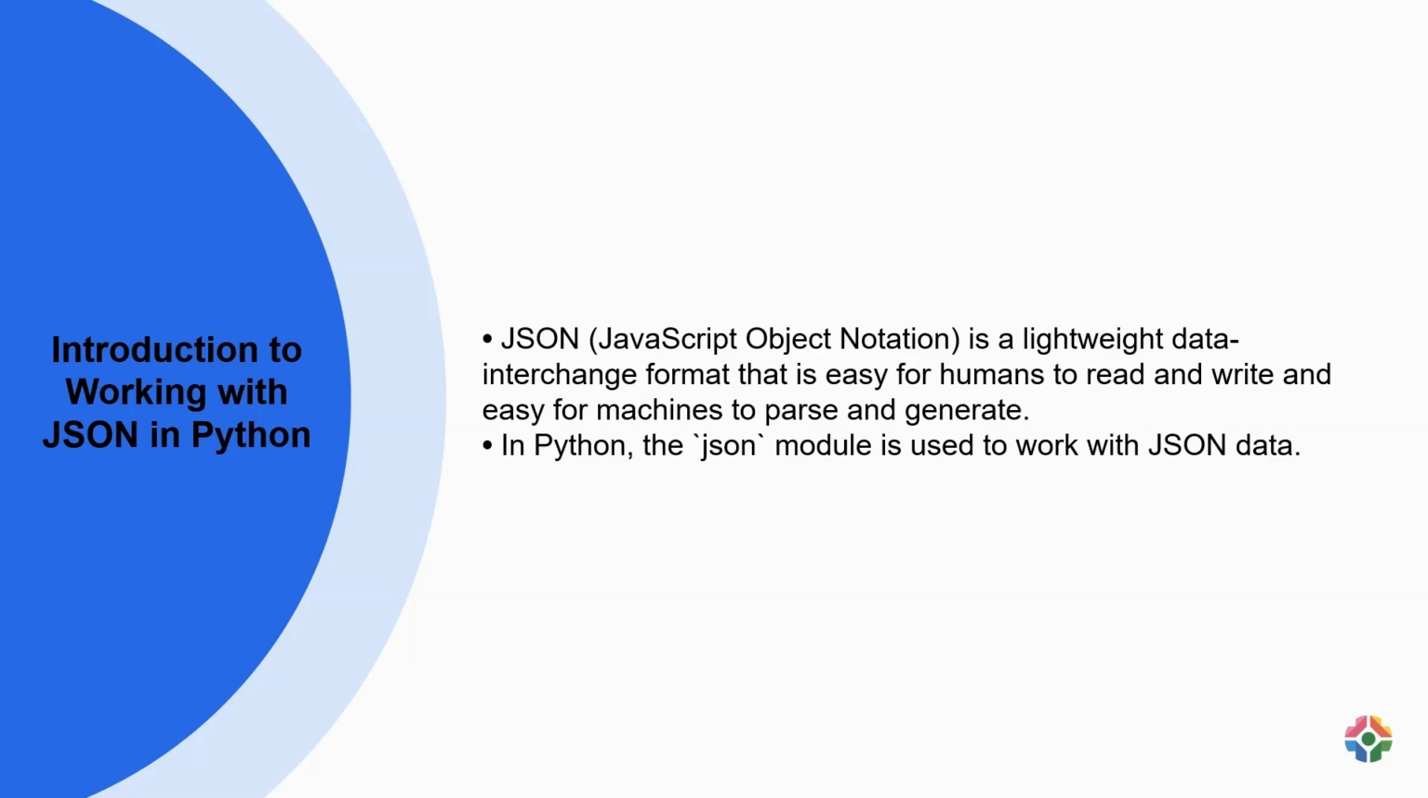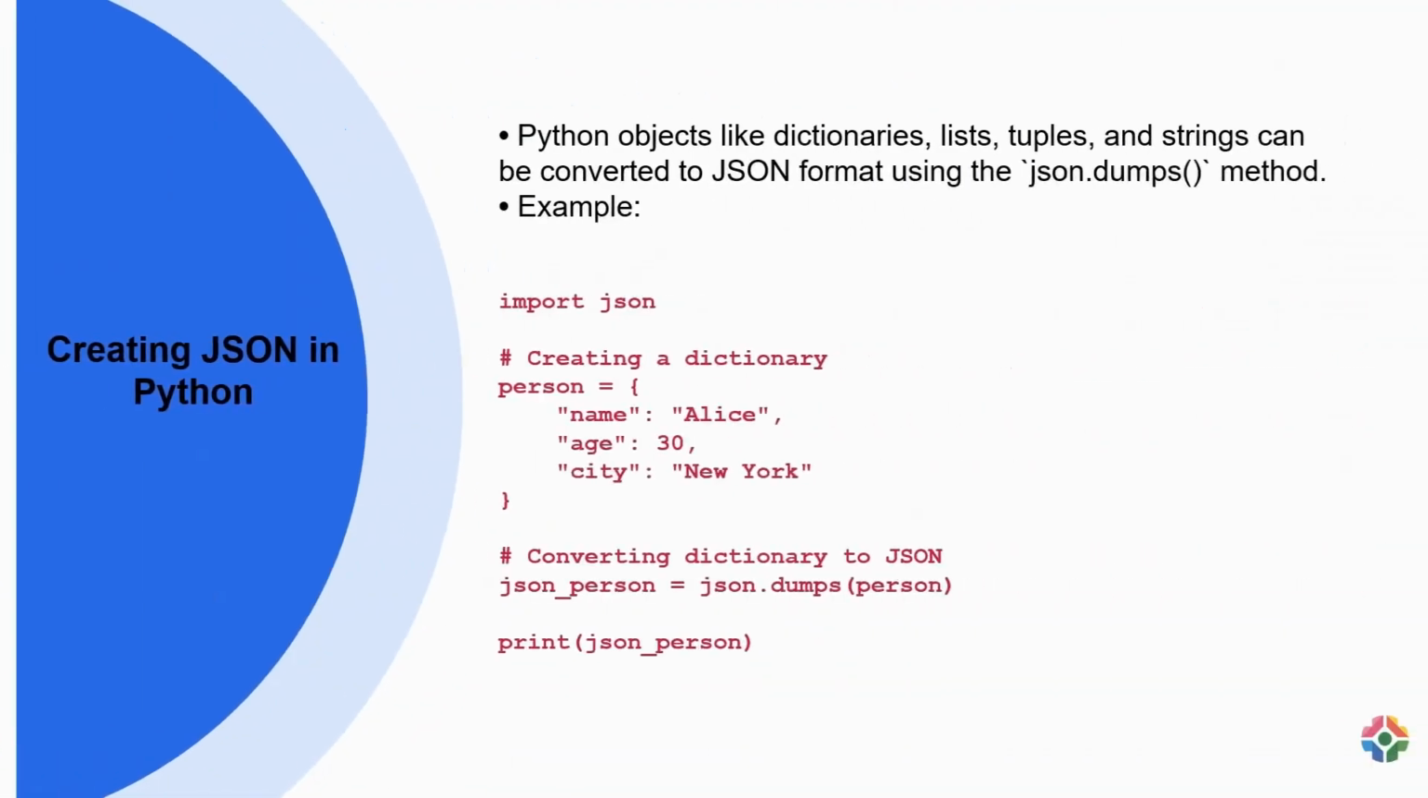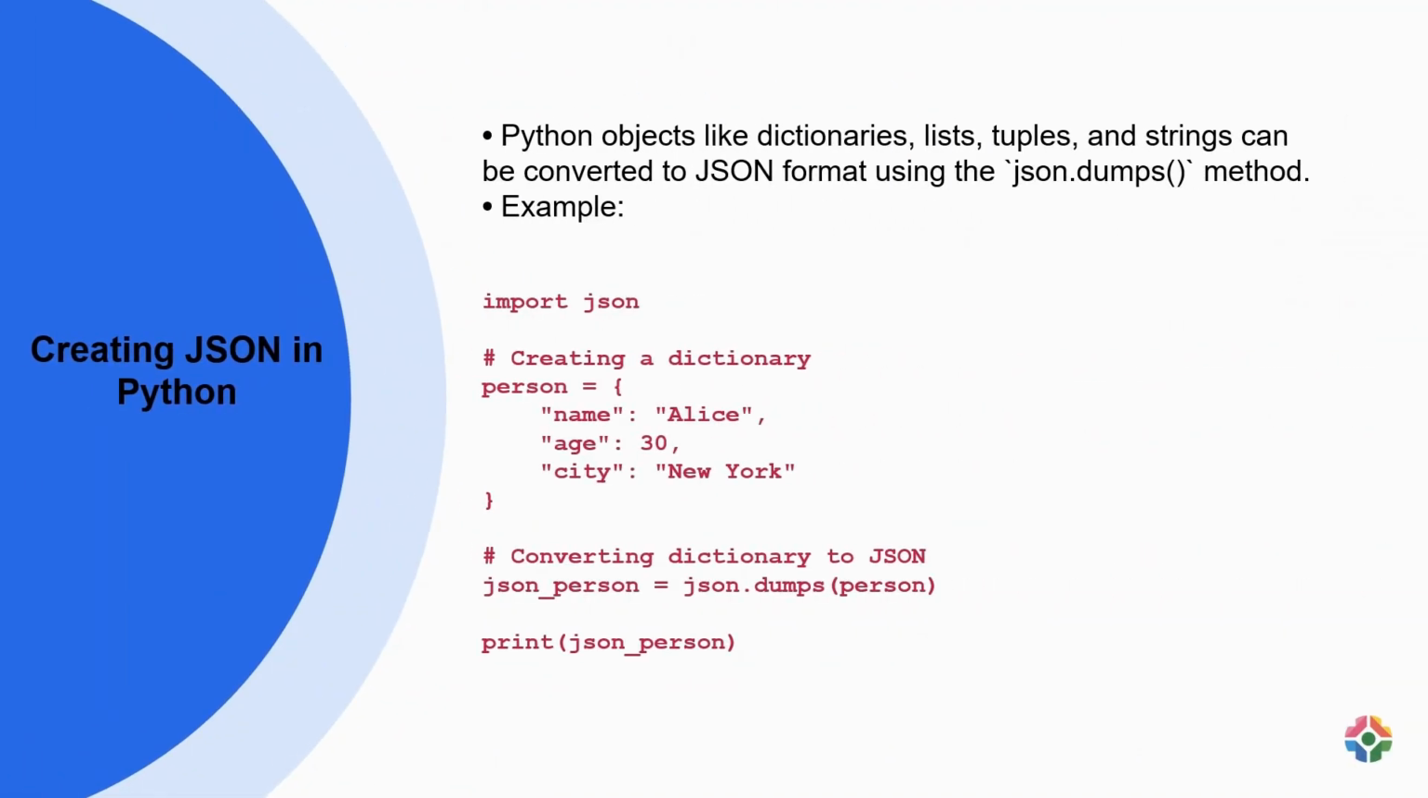By employing the JSON module, developers can seamlessly work with JSON data in Python, facilitating interactions with APIs or storing data in JSON format. This aids in communication between software systems, streamlining data exchange processes. To convert Python objects to JSON format, such as dictionaries, lists, tuples, and strings, the json.dumps method is used. This function from the JSON module enables you to transform the Python data structures into a JSON formatted string.